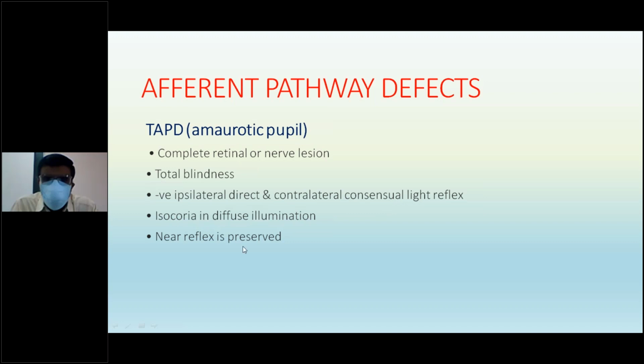And isochoria in diffuse illumination, near reflex is usually present. This is amaurotic pupil. It occurs in lesions of the optic nerve or regions of the retina. There is total blindness. There is complete absence of the ipsilateral direct and contralateral consensual light reflex. Isochoria is present in diffuse illumination and near reflex is present. That is amaurotic pupil.